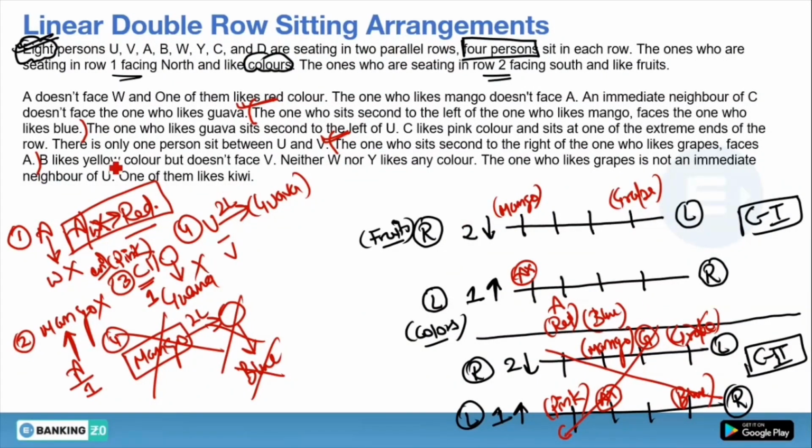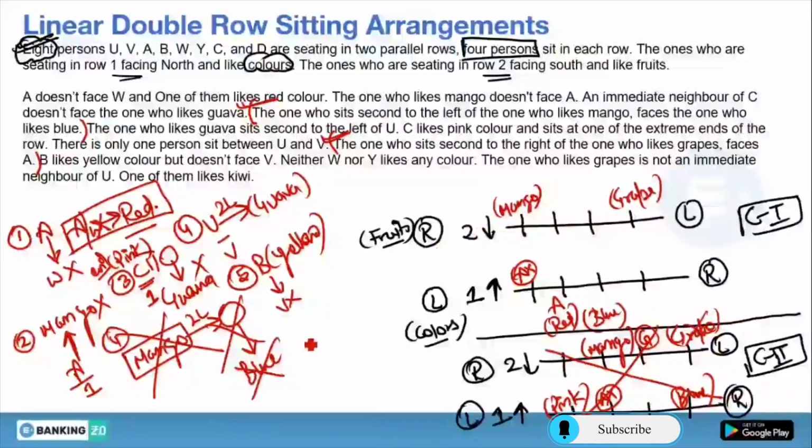Similarly for V also, so we cannot put this hint, so we will make it a footnote again. So in front of B, V is blocked and B likes yellow color. Okay, now neither W nor Y likes any color. So it simply means that W and Y will come on row number 2 only. Okay, so let's write it.